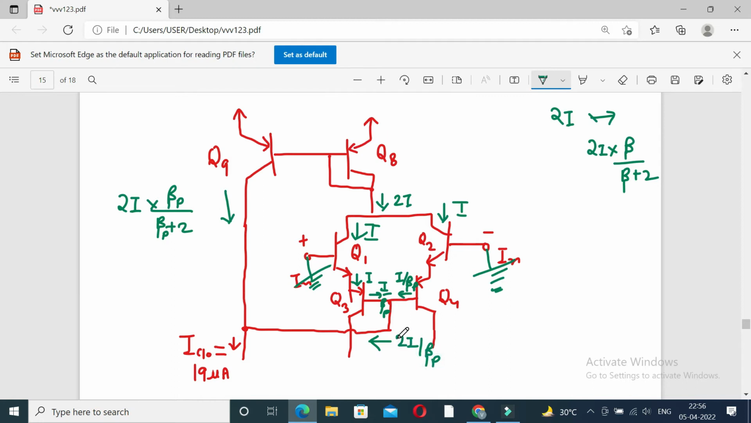So we should know the difference between the PNP and NPN symbols. Here the emitter current is I, so the collector current is also I, because the base current I upon beta P is negligible. Here this will be equal to I.